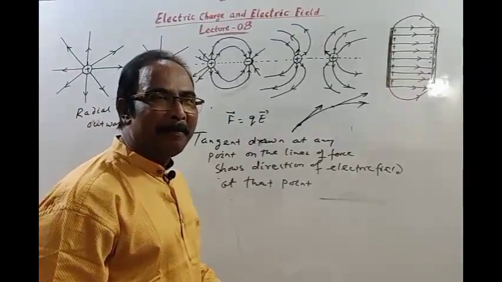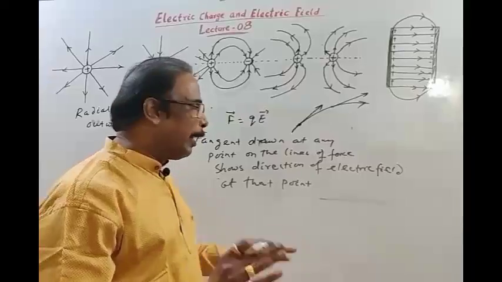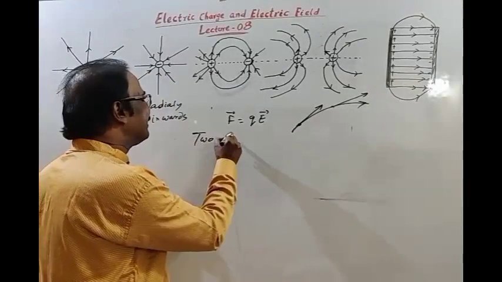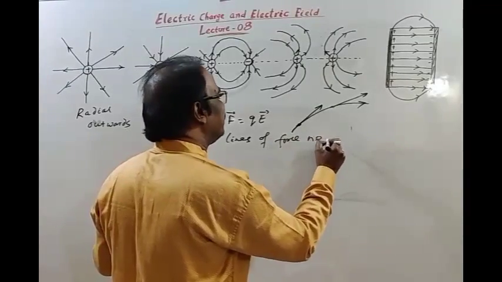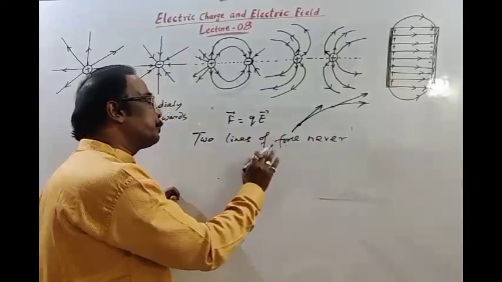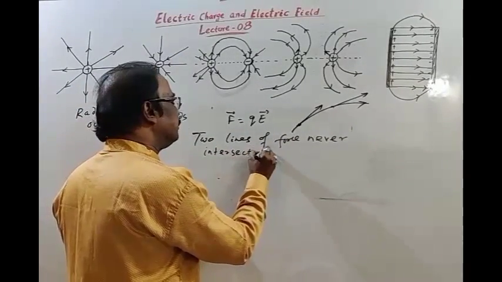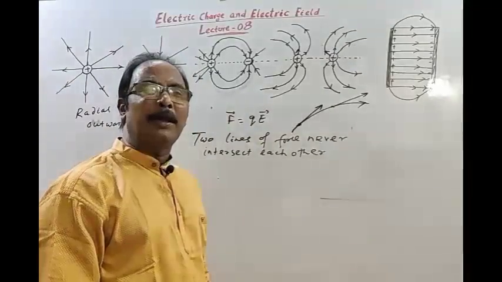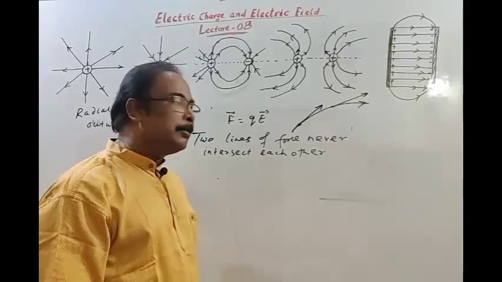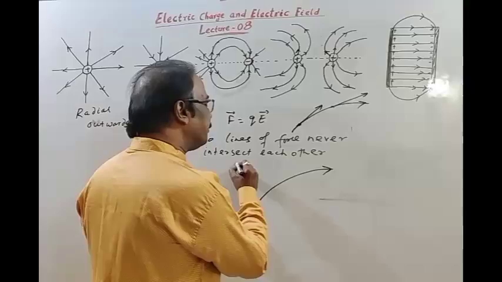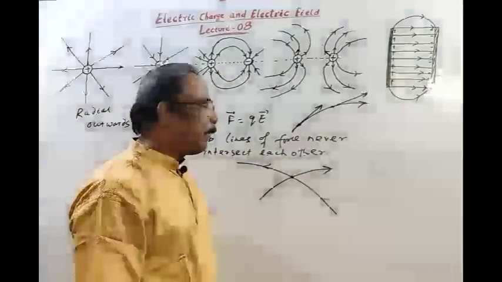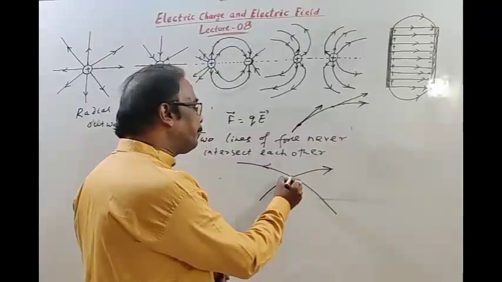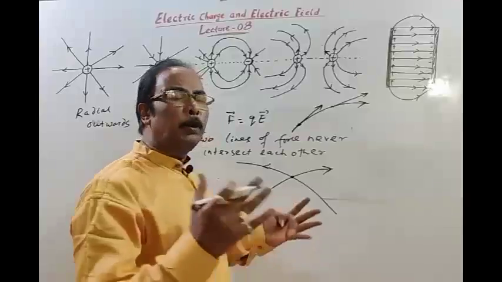Then this point will be applied for another very easy question for board level. Two lines of force, or electric field lines, never intersect each other. Why? The same concept is also in magnetism, magnetic field lines. Suppose this is an electric field line and this is another electric field line. They are intersecting at this point, but this intersection is not possible. Two electric field lines never intersect each other, because if they intersect, at the point of intersection there will be two tangents.